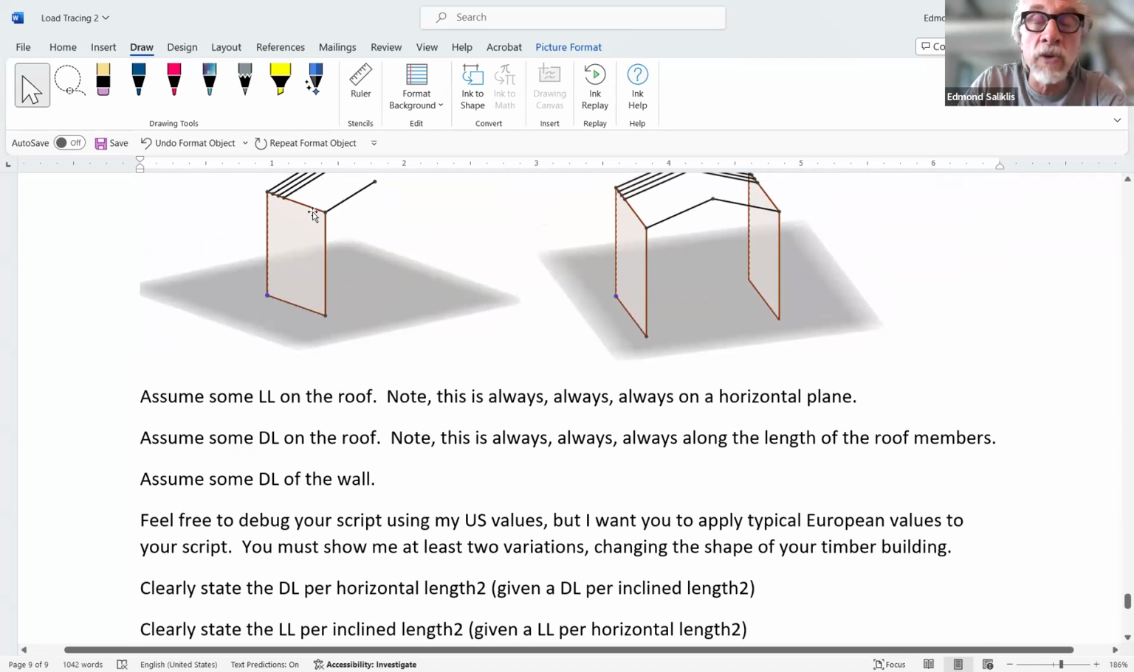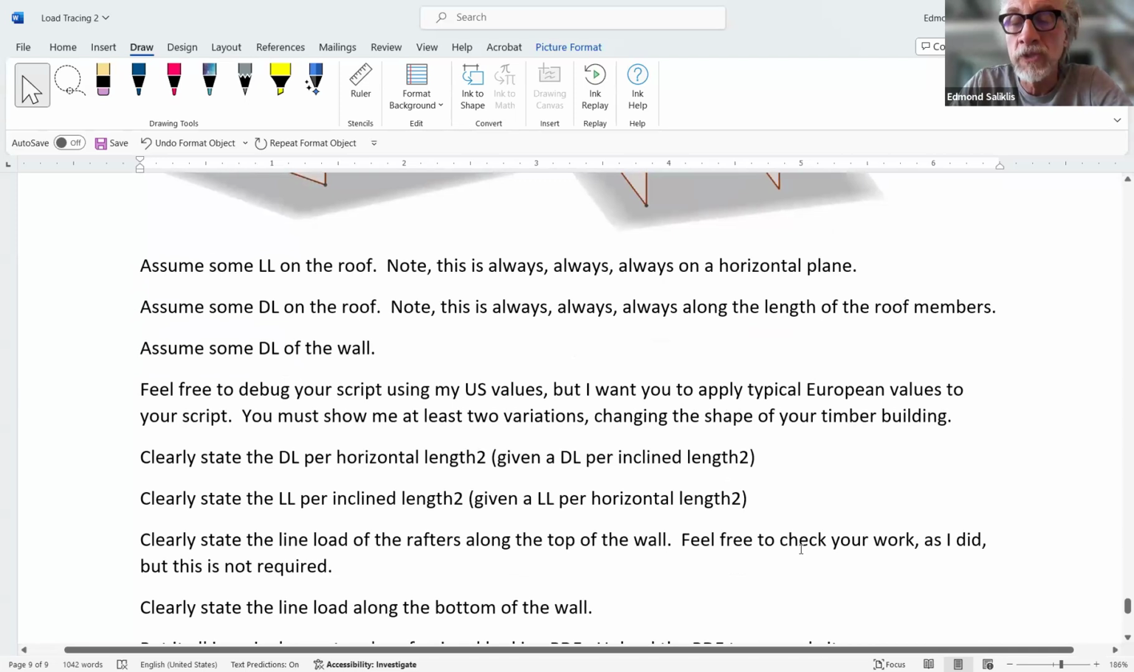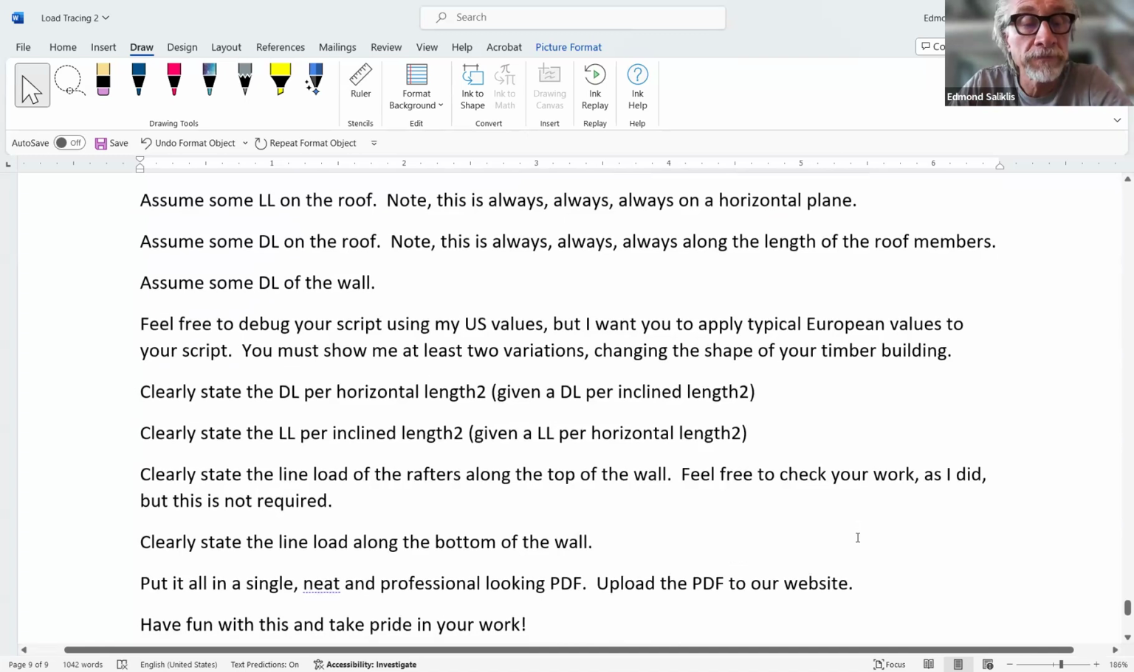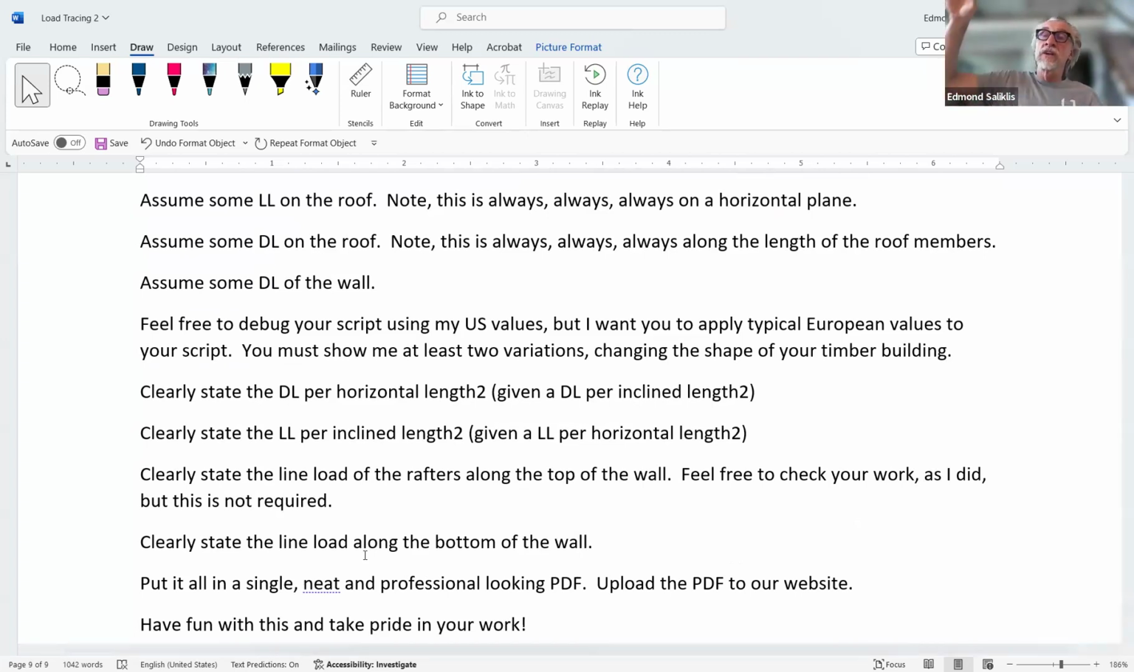Clearly show the line load at the top of the wall. That is the reactions of the beams divided by the spacing. You could check your work using that other method, but you don't have to. Clearly state the line load at the bottom of the wall. That's the foundation of your whole building. So notice what we've done. We've mapped or tracked how the load flows through the building. That's the whole point of this course. How does load flow through a building?